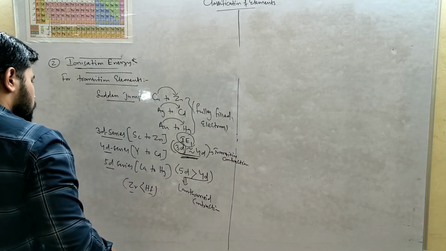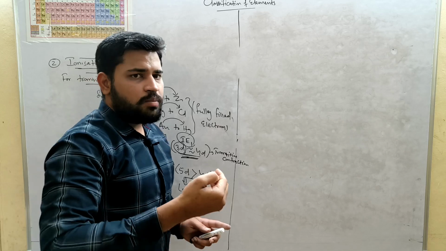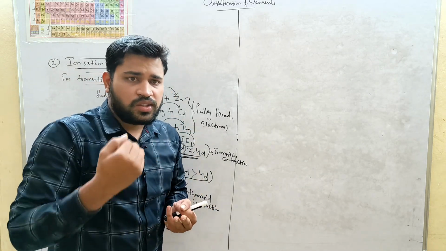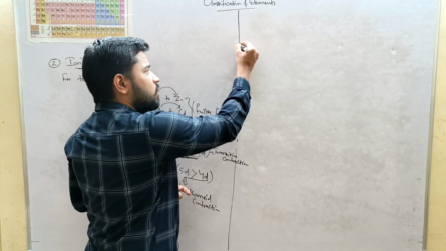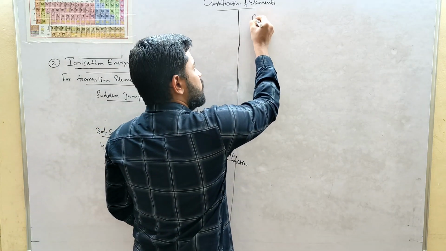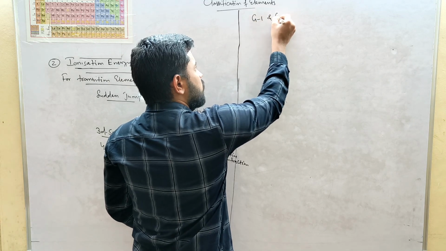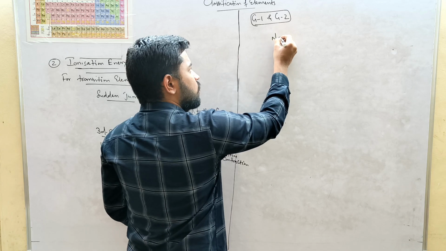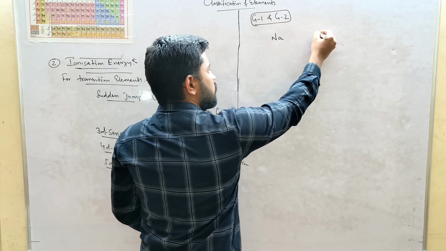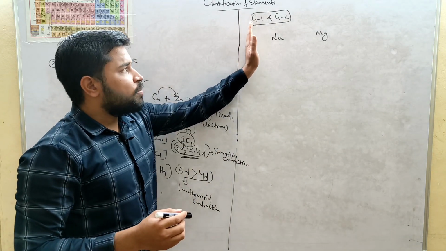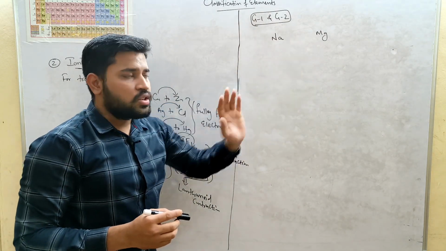First, we'll compare the first ionization energy and second ionization energy. How will you compare them? Let's compare between group 1 and group 2 elements. From group 1 I have taken sodium, and from group 2 I have taken magnesium. Is it clear? So we will compare the first ionization energy and second ionization energy.